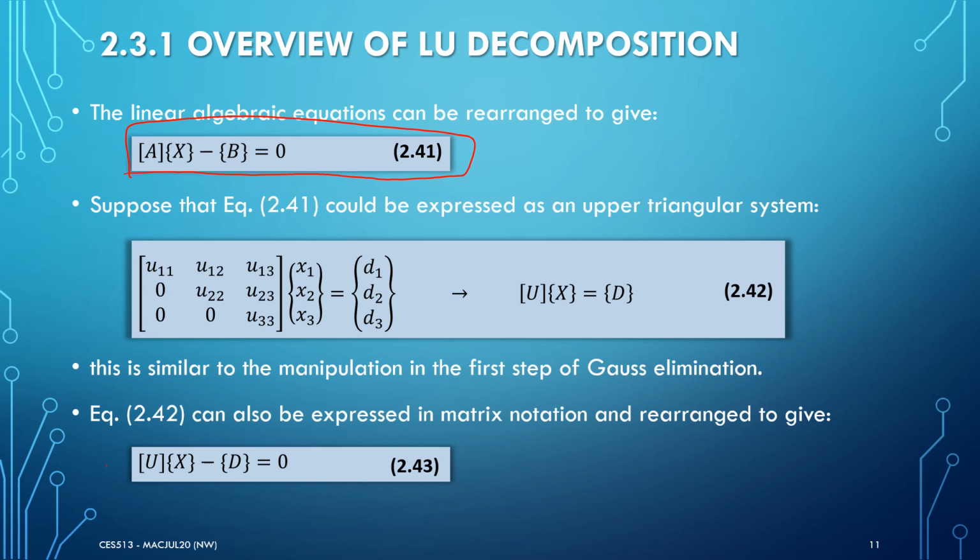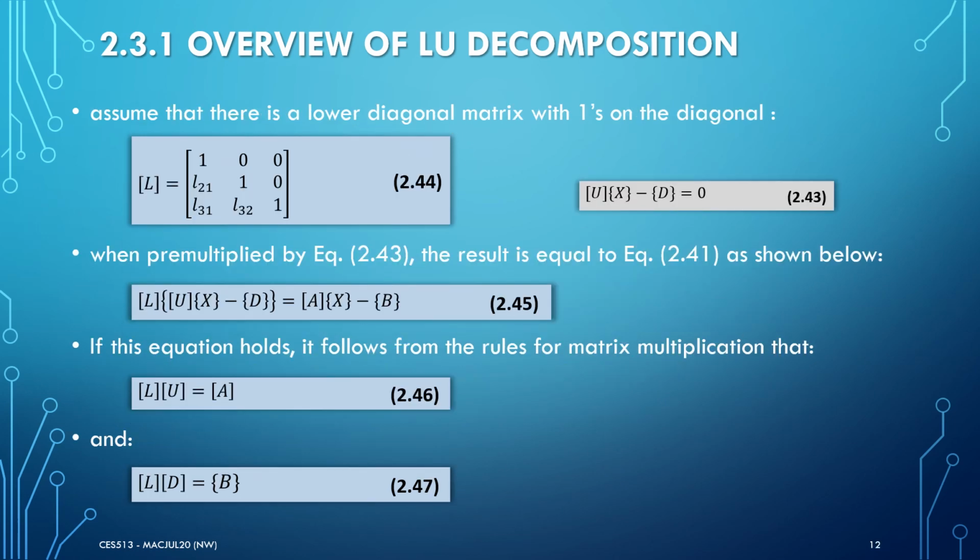Suppose that equation 2.41 could be expressed as an upper triangular system like this. This equation can be simplified into Ux equal to D for equation 2.42. This is actually similar to the manipulation in the first step of Gauss elimination. And for equation 2.42, if we rearrange the matrix notation, we will get equation 2.43, which is Ux minus D equal to 0. Assume that there is a lower diagonal matrix with ones on the diagonal values. This is called equation 2.44. When this equation is pre-multiplied by equation 2.43, the result is equal to 2.41 as shown below.